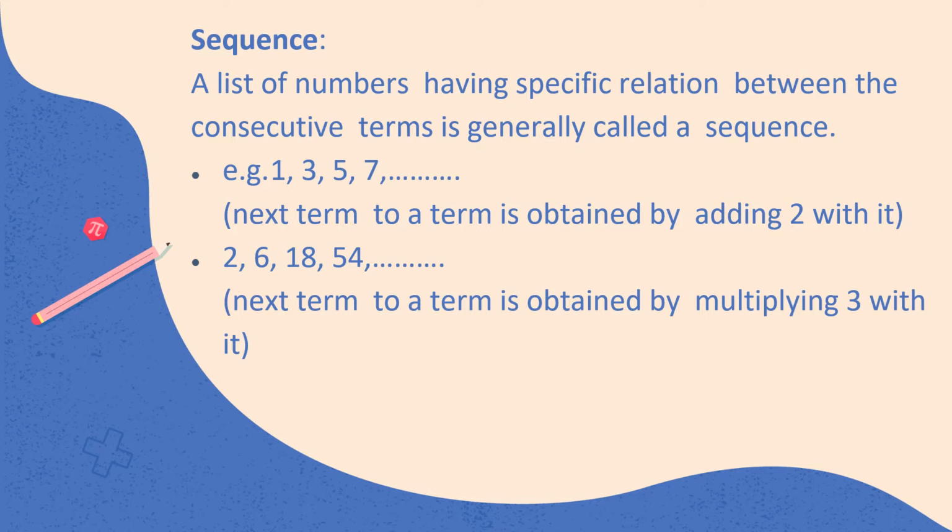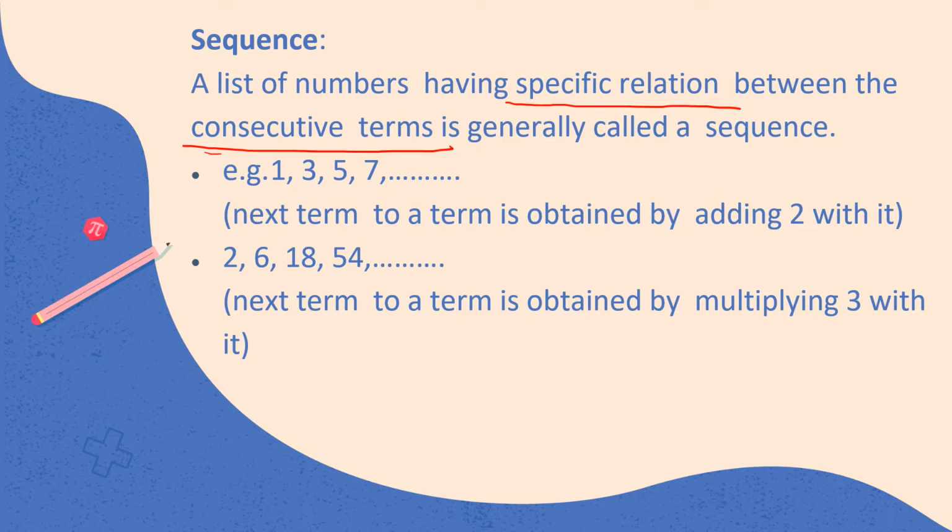A list of numbers which have a specific relationship between consecutive terms. This is very important: you need to understand that consecutive terms form a sequence. I repeat, a list of numbers having a specific relationship between the consecutive numbers. An example given here is 1, 3, 5, 7. 1 and 3 are consecutive numbers. 3 and 5, 5 and 7 are consecutive numbers, and the sequence is trying to establish a relationship between them.